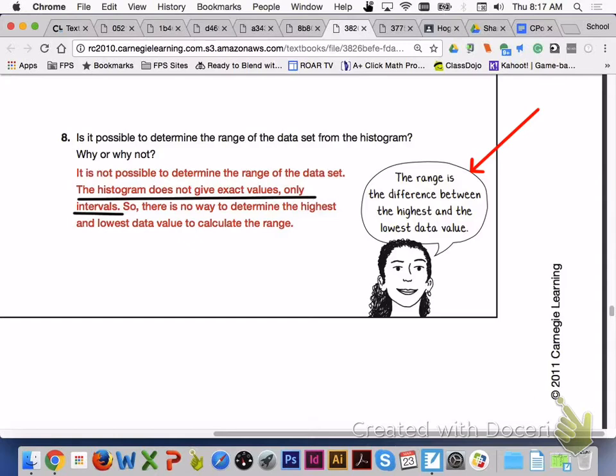For number 8, remembering that the range is the difference between the highest and the lowest data value, it is not possible to determine the range of the data set. The histogram does not give exact values, only intervals, so there is no way to determine the highest and lowest data value in order to calculate the range.